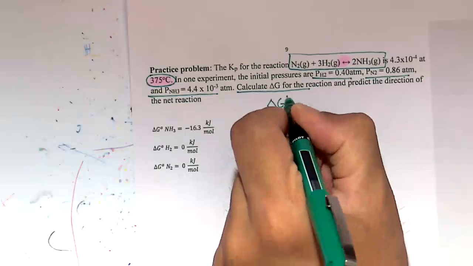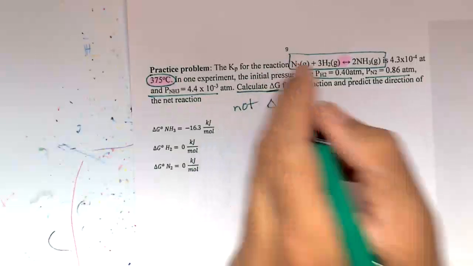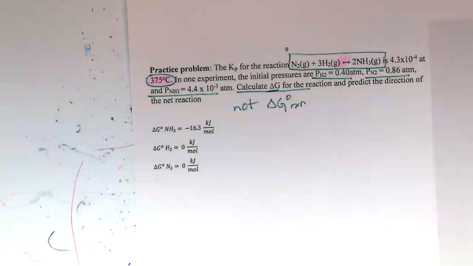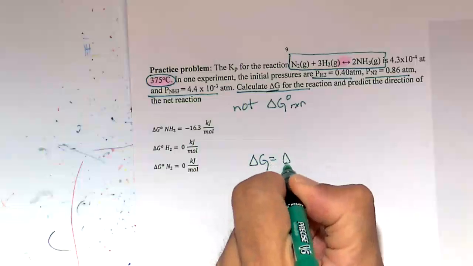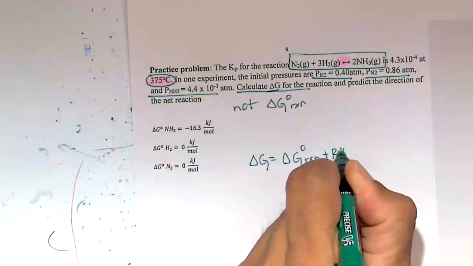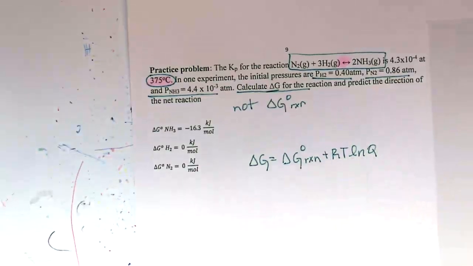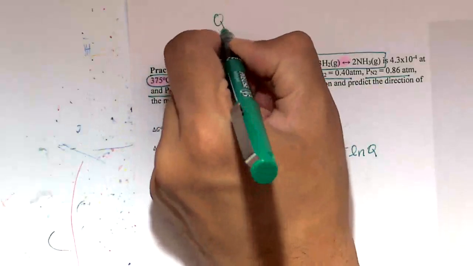This is not delta G of the reaction, but delta G under these conditions. So the equation we will use is this. I'll give you that equation on the test. All right, let's first calculate Q here.